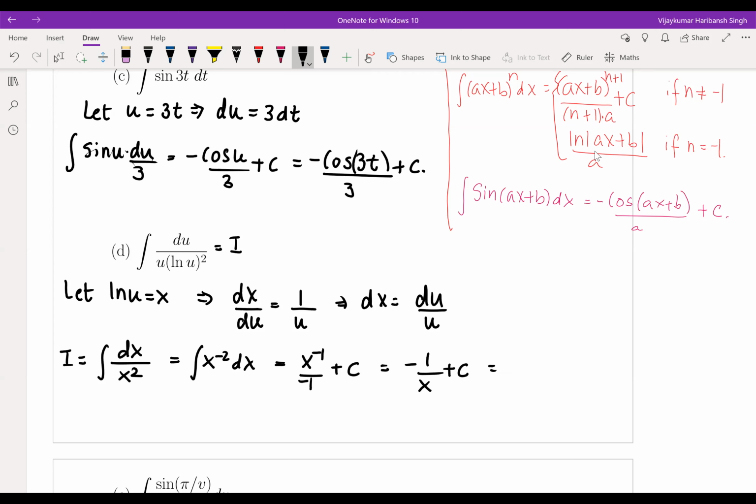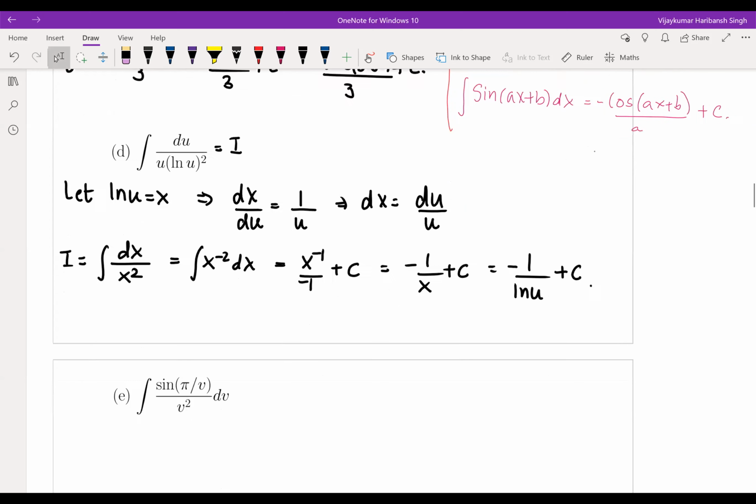You resubstitute back what your x is. So you get 1 upon ln u plus c. Let's look at the next one now.